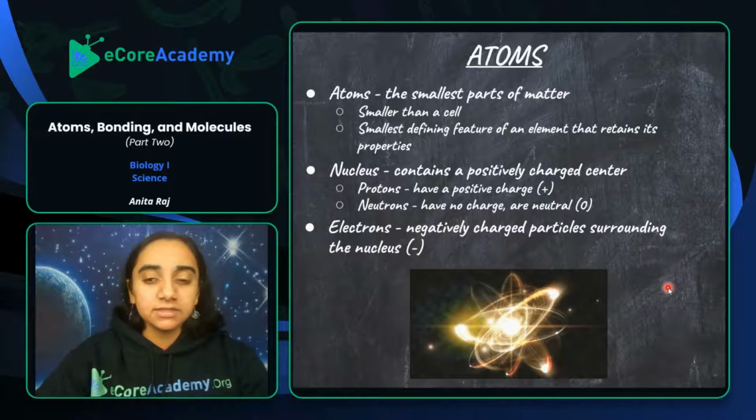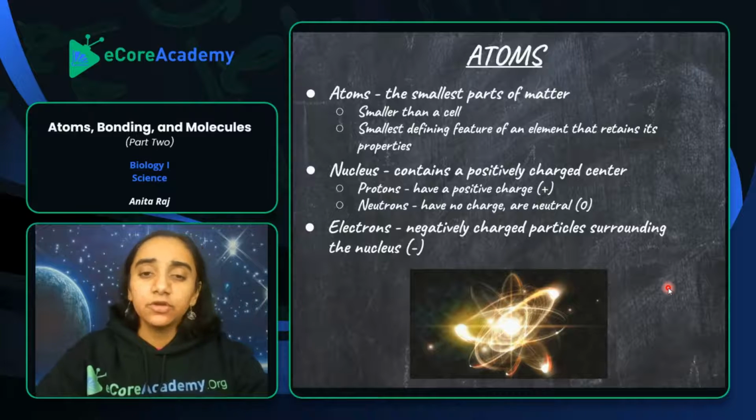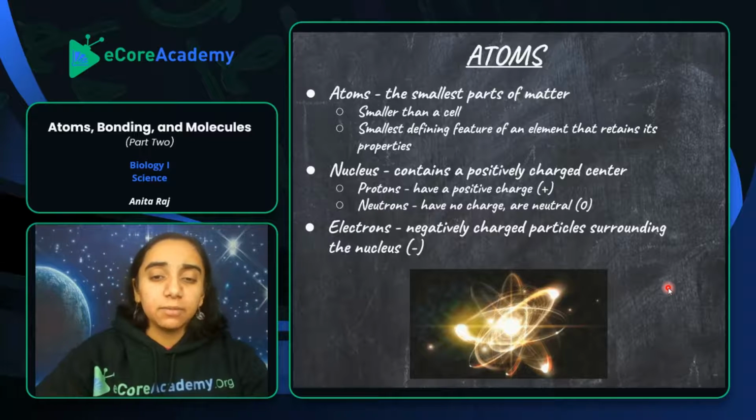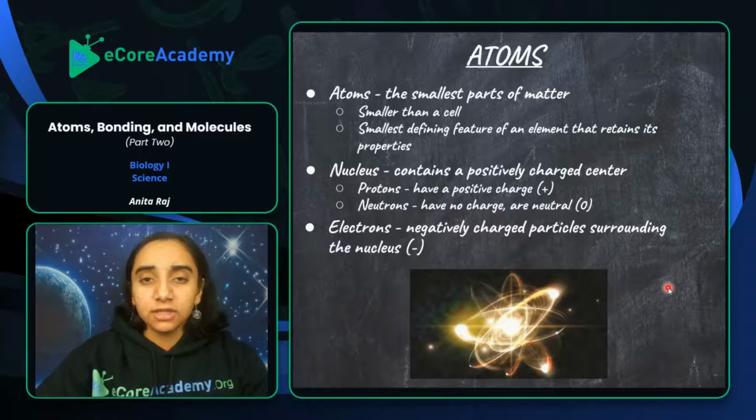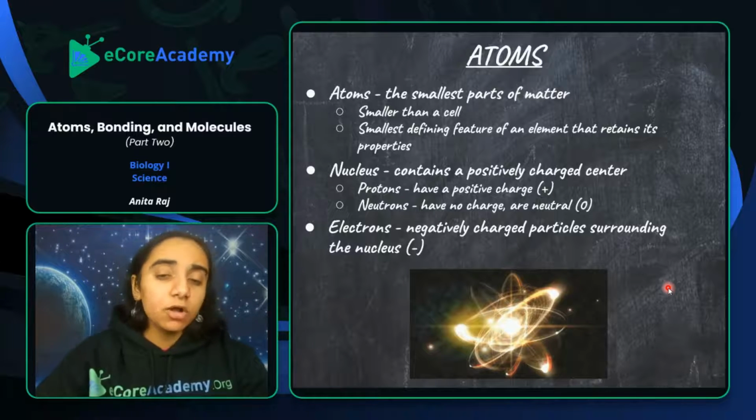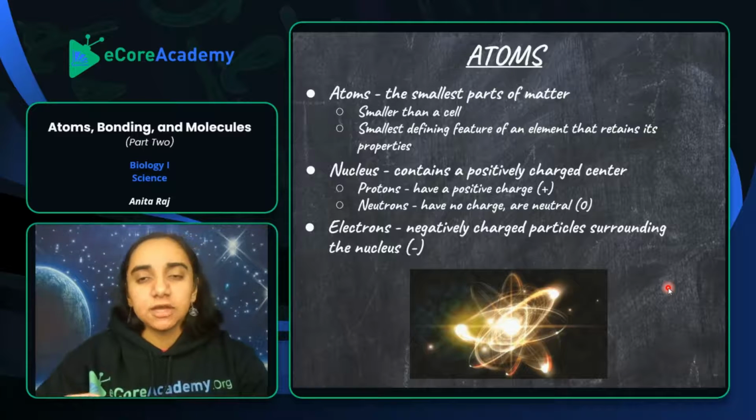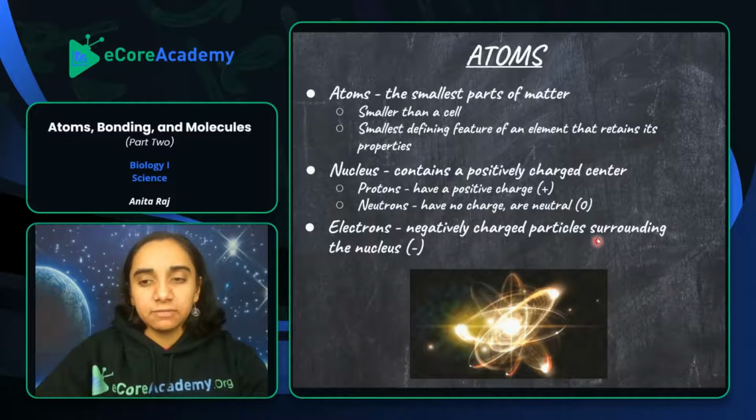Let's talk about the nucleus now. The nucleus is the positively charged center of the atom. It is the densest part of the atom, and here you can find subatomic particles like protons. Protons have a positive charge. They're represented by a plus sign. You also have neutrons, and neutrons have no charge. They are neutral. They're often represented by a 0.